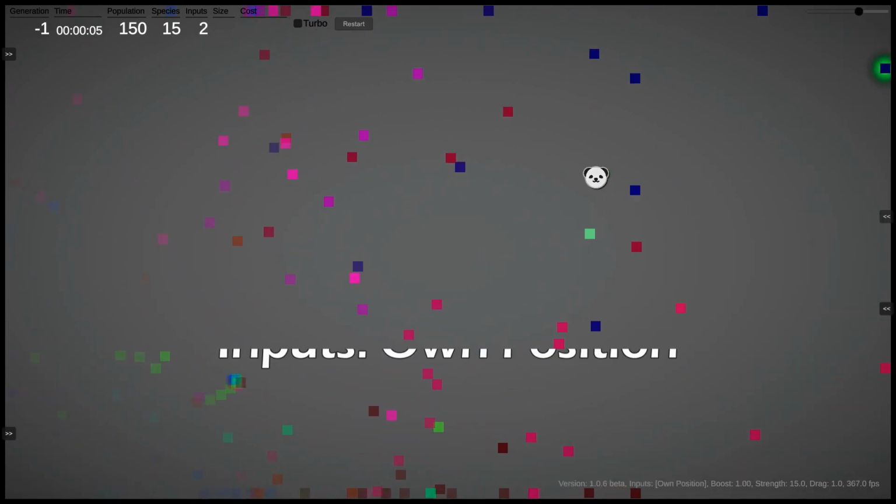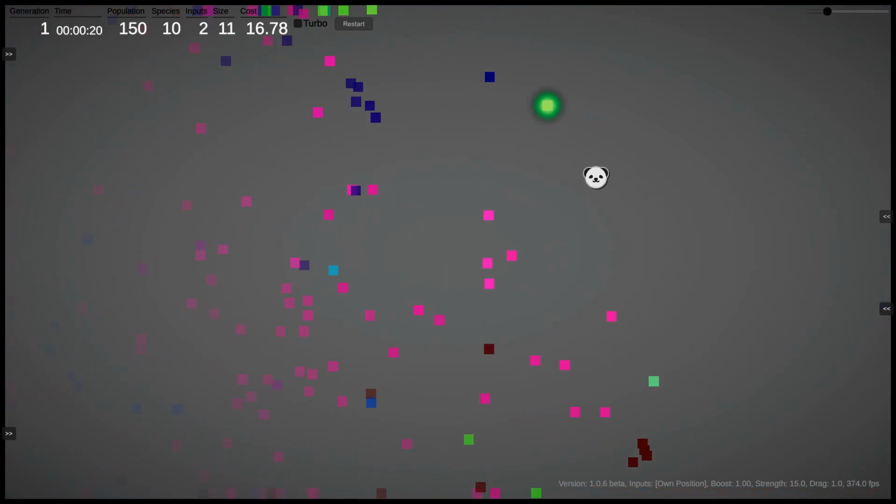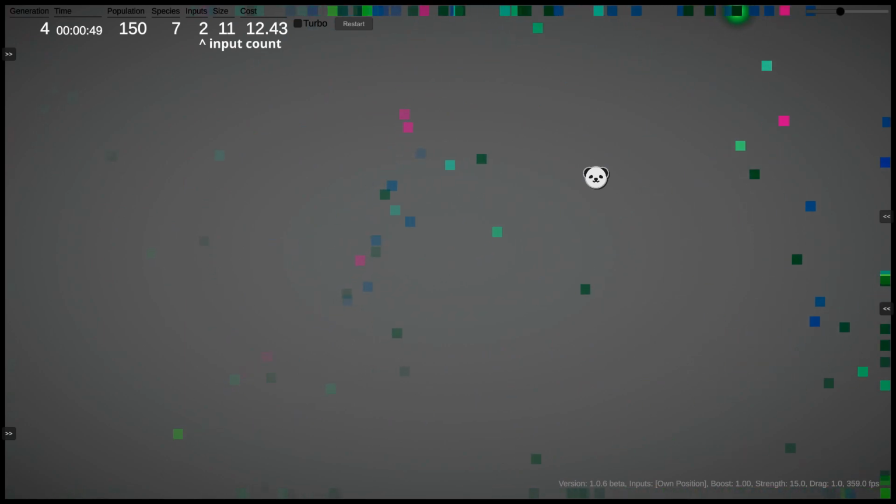For a first investigation, let's make the game field simpler and simplify the provided inputs. In this case, we're only providing the position, x and y value of the creature. Those are the only inputs for the creature, two inputs.